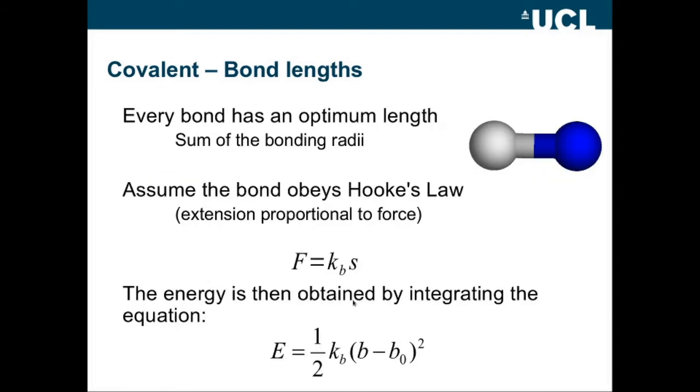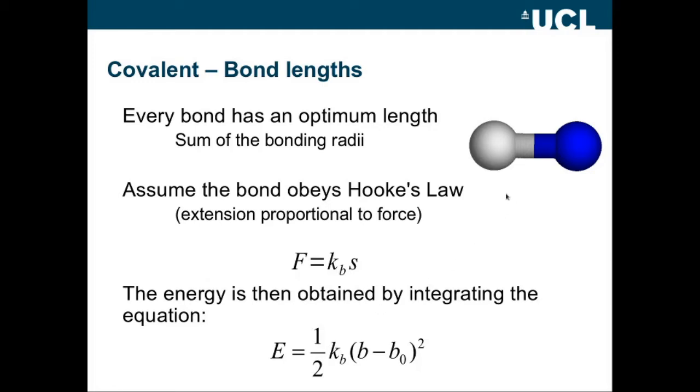So every bond has an optimum length, which is the sum of the bonding radii. That's a bit like thinking about a spring that is sitting there without a weight pulling on it. So what we do is assume that bonds just obey Hooke's law, which says that the extension, the stretch, is proportional to the force. So force equals K, some constant, times the stretch. So when the bond length is optimal, then there's no force, because there's no stretch.